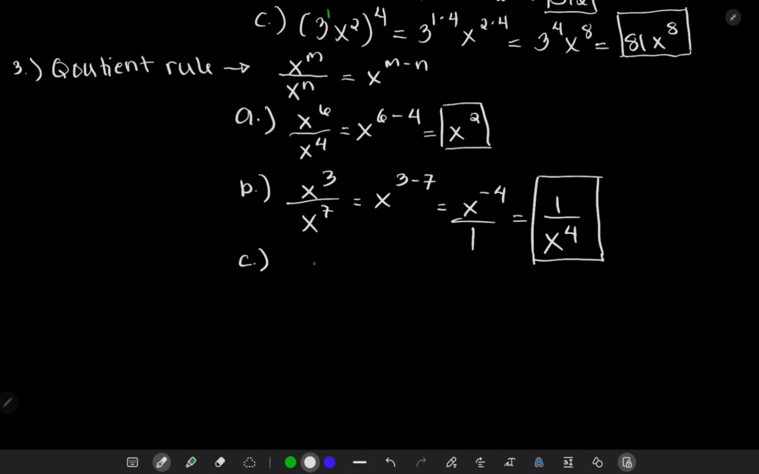How about if we have, let's say, y raised to 5 all over y raised to 5. So I believe na alam nyo na kapag dinivide nyo ang isang expression sa kanyang sarili ay equal to 1. But in here, let's apply the quotient rule. So we have y raised to 5 minus 5. So that is equal to y raised to 0. And take note that any expression raised to 0 is equal to 1. So we have 1.